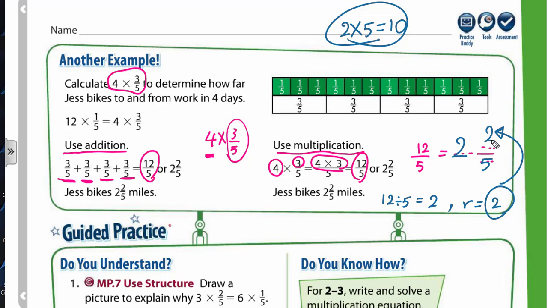We can do it another way. How? By writing 12 fifths, and I will use another color here, as 5 fifths plus 5 fifths plus 2 fifths. Using this way, as you can see, we have a whole one here, and here another whole one, and the remainder is 2 fifths. So we will get the same.